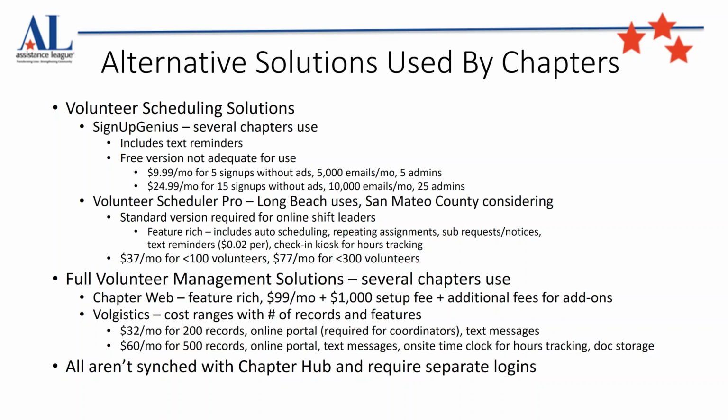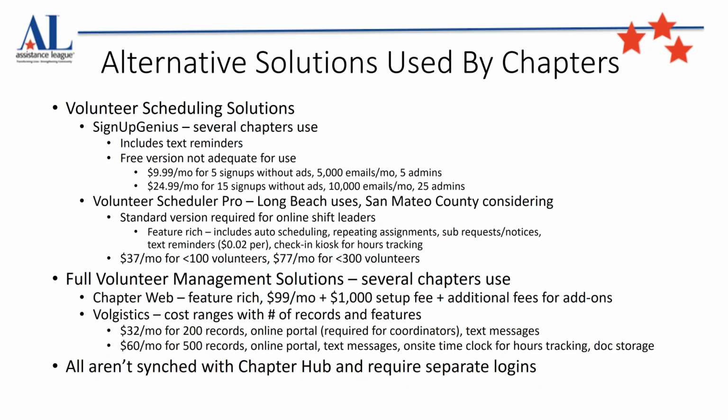Balgistics is another solution. While it's not quite as feature-rich, it does allow you to build a solution for yourself. Basically it scales the price based on the number of records that you need and the level of solutions that you want. So one example is if you're a relatively small chapter and you don't need an on-site check-in, check-out solution or document storage, you could get by for $32 a month. If you're a larger chapter or you want full solutions, you're probably closer to $60 a month.